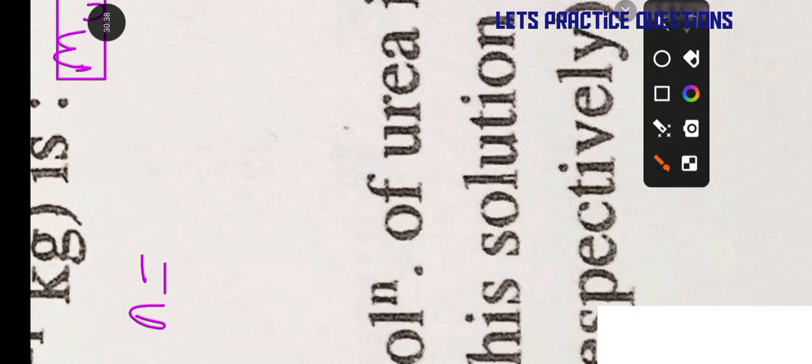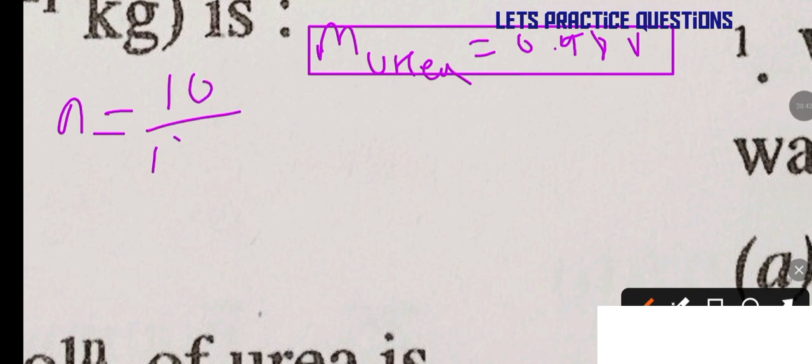Here we have that the molality of urea is 0.98. Let's calculate the molality of glucose. For the molality of glucose, we have to calculate the moles of glucose. Moles of glucose is 10 grams, 10 divided by 180, equal to 1 by 18.